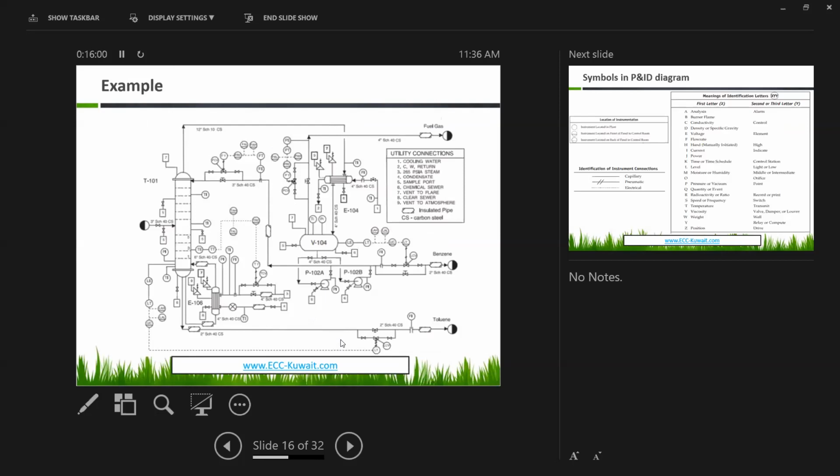Here, from a book, I give you an example of a piping and instrumentation diagram for a distillation column. And as you can see, there are many flags and many symbols in this diagram. To read this diagram, and later to draw a piping and instrumentation diagram, you have to know each symbol and what the meaning of each symbol is.